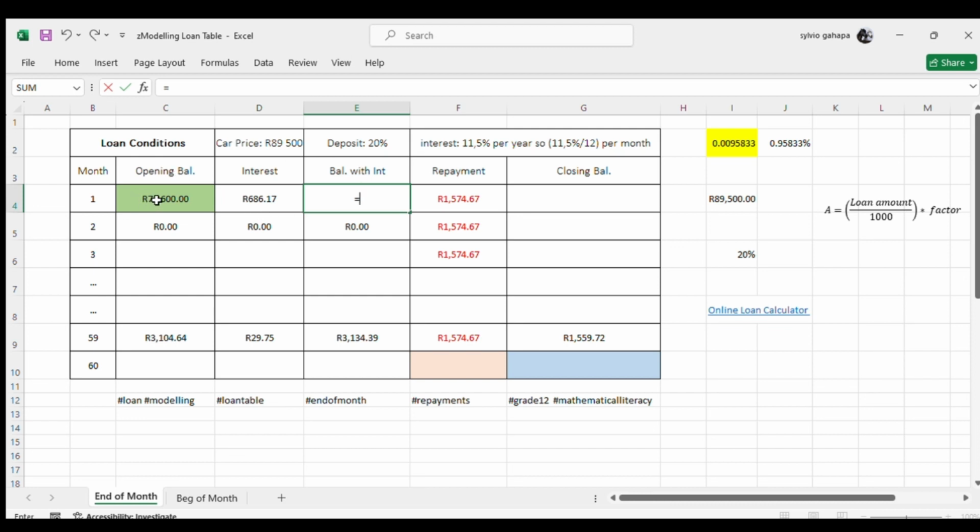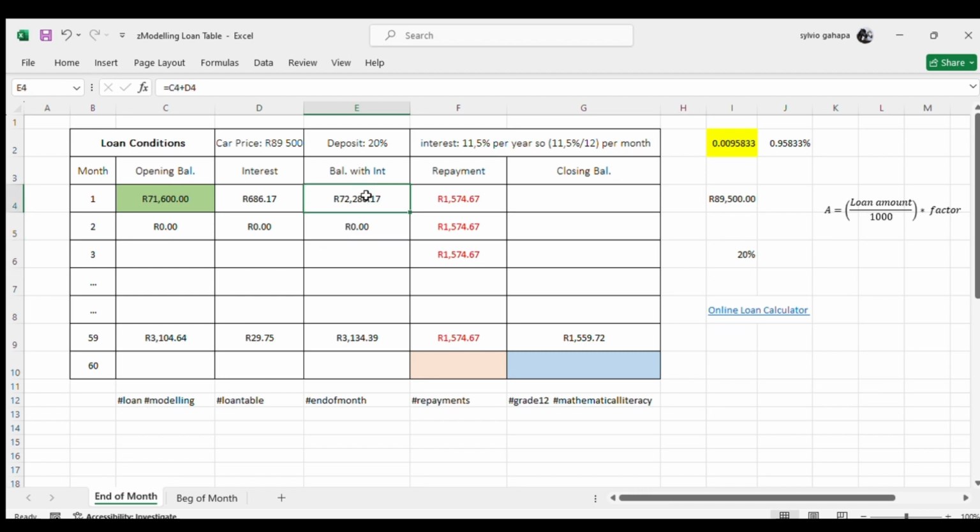So when I have that, the next thing is to work out the balance with interest. It's going to be my opening balance plus the interest, right? Because remember, you have used the bank's money for almost a month, and for that usage you bear interest of around 686.17. Therefore by the end of the month, you now owe them no longer 71,600 but 72,286. So this is your balance with interest.